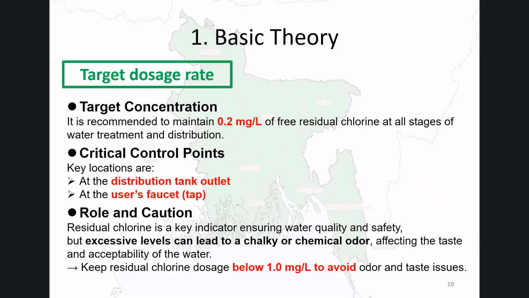However, too much chlorine causes a chalky or chemical odor and affects taste. Therefore, residual chlorine should be kept below 1.0 mg per liter. This balance between minimum safety level and maximum acceptable level is essential for proper chlorination management.